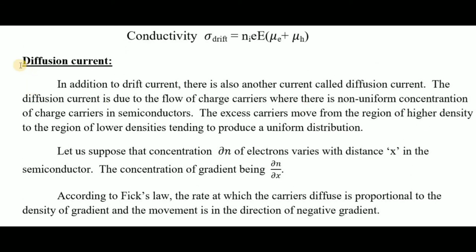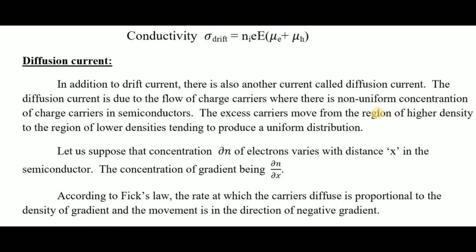The next concept is diffusion current. In addition to drift current, there is also another current called diffusion current. The diffusion current is due to the flow of carriers where there is a non-uniform concentration of charge carriers in the semiconductor. The excess carriers move from the region of high density to the region of low density, tending to produce a uniform distribution.